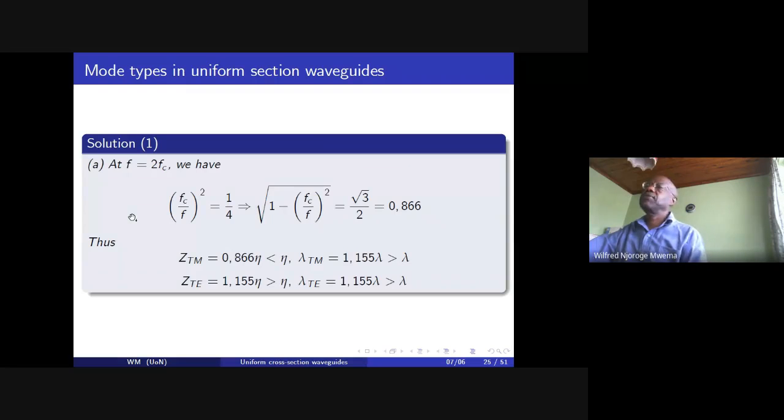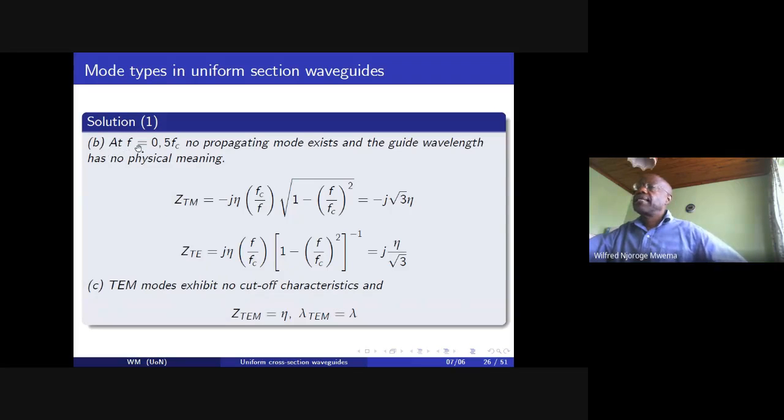So at f equal to 2f_c, we can write that f_c/f is equal to 1/2, so (f_c/f) squared is 1/4. And therefore the frequency propagation correction factor is given by √3/2, which is about 0.866. And therefore Z_TM is given by 0.866η, which is less than η, and λ_TM is given by that value there, where we are dividing by that 0.866 to multiply λ. And Z_TE is given by that value, and the gamma_TE is given by the same value there.